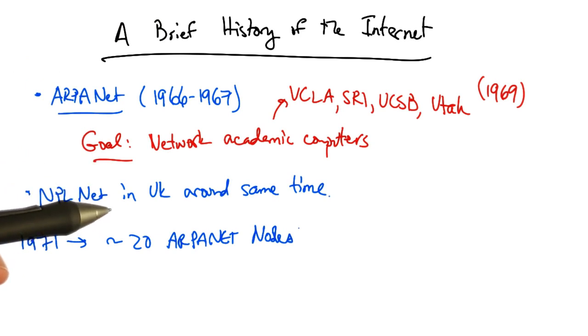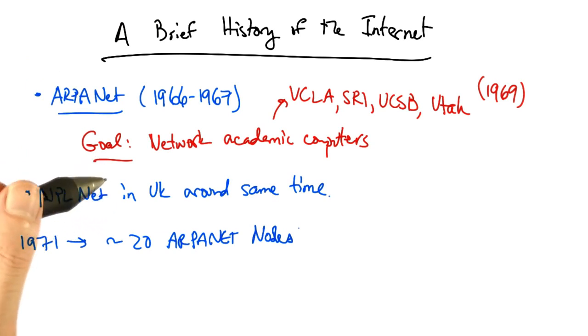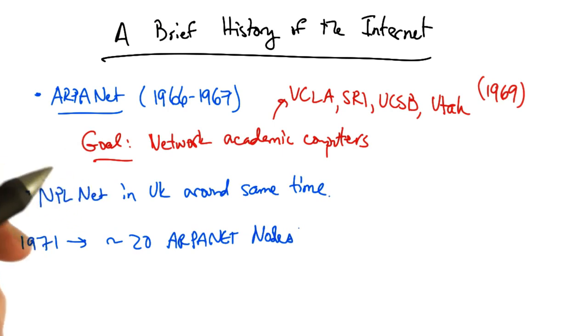By 1971, there were about 20 Arpanet nodes and the first host-to-host protocol. There were 2 cross-country links, and all of the links were at 50 kbps.